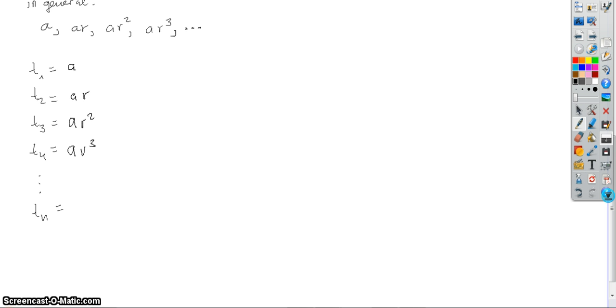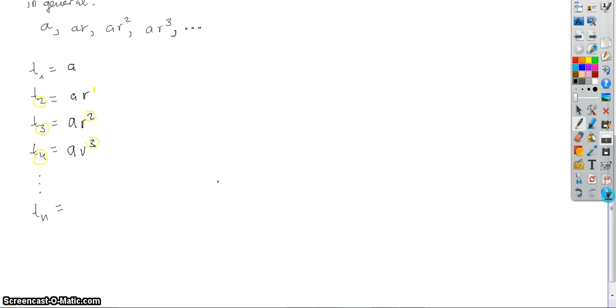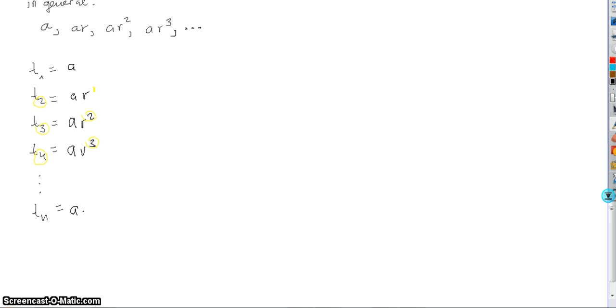Well, by comparing the exponents, 4 and 3, 3 and 2, 2 and 1, etc., we can quite easily see that the general formula will be a times r to the power of n minus 1, where r is the number that I multiply with from one term to the next, times r, times r, times r. This is a geometric sequence, and this formula applies to all such sequences.